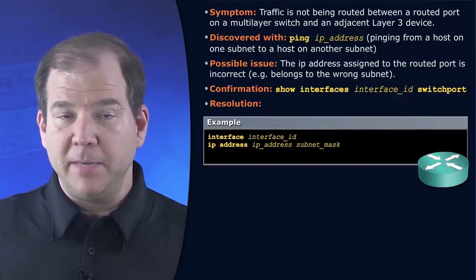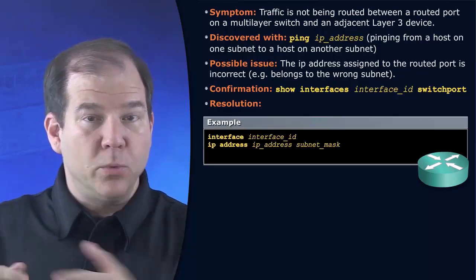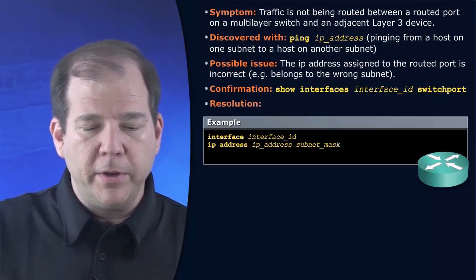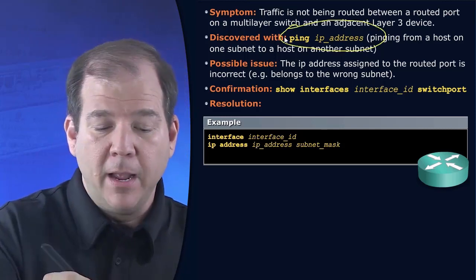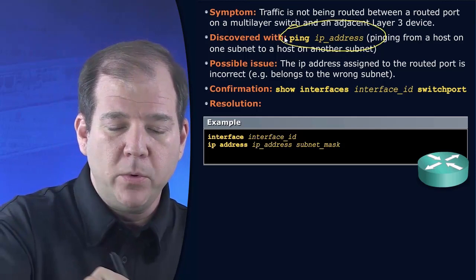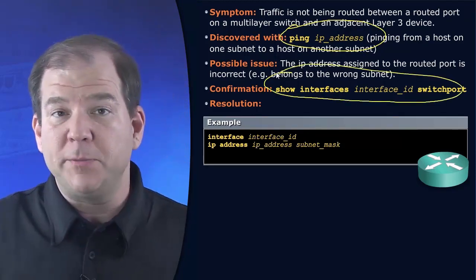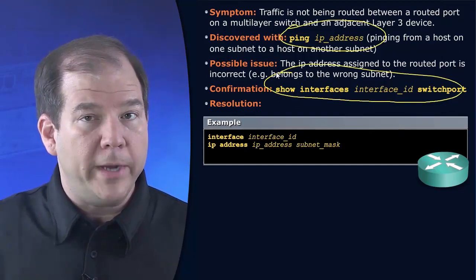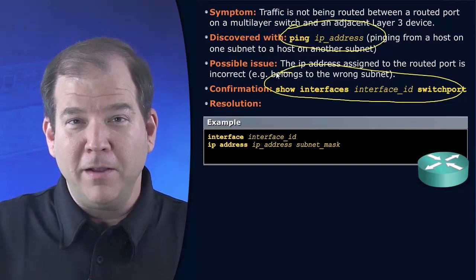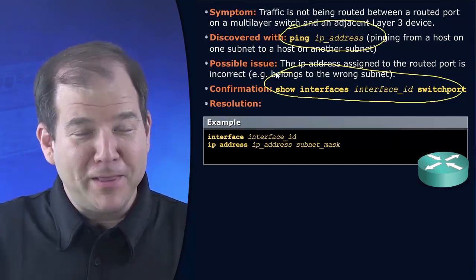If we have a symptom of somebody on this VLAN cannot get to somebody on this VLAN and we're using a routed port, one thing we might want to do, by the way, the ping would be the test to see that that's happening, is go in and do a show interfaces followed by the interface identifier followed by the keyword switchport, like we did live earlier, and that will tell us if we're enabled for switchport operation or not. If we are, and the design document tells us that we're supposed to be using a routed port, that right there could be the issue.